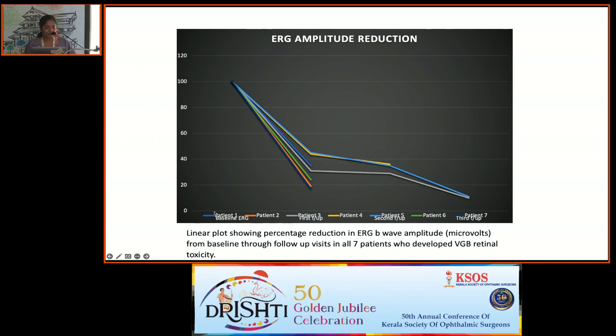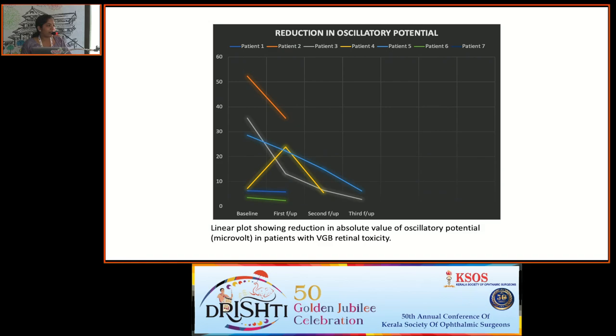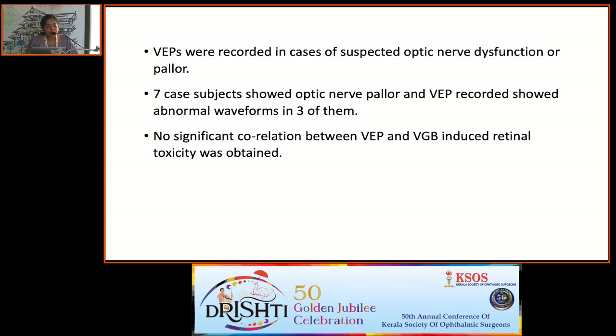So this is a linear plot which shows the percentage reduction of the B wave amplitude from baseline through the follow-up visits in all the 7 patients who had developed toxicity. This is also a linear plot showing the reduction in the oscillatory potentials in the patients who developed vigabatrin toxicity. So in the VEPs recorded in case of suspected optic nerve dysfunction and pallor, the 7 case subjects on dilated fundus examination showed optic nerve pallor, and we recorded abnormal waveforms only in 3 of them, and there was no significant correlation between the VEP and the vigabatrin-induced retinal toxicity.